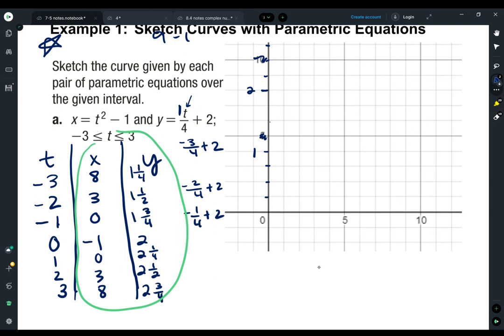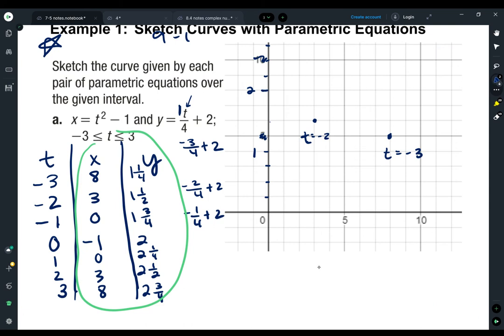So when my x is 8, my y is 1 1/4. And that happens when t equals -3. When my x is 3, my y is 1 1/2. And this is at t equals -2. And I like to think of t as being time. I know it's a little bit weird to have negative time though, but it doesn't have to be.